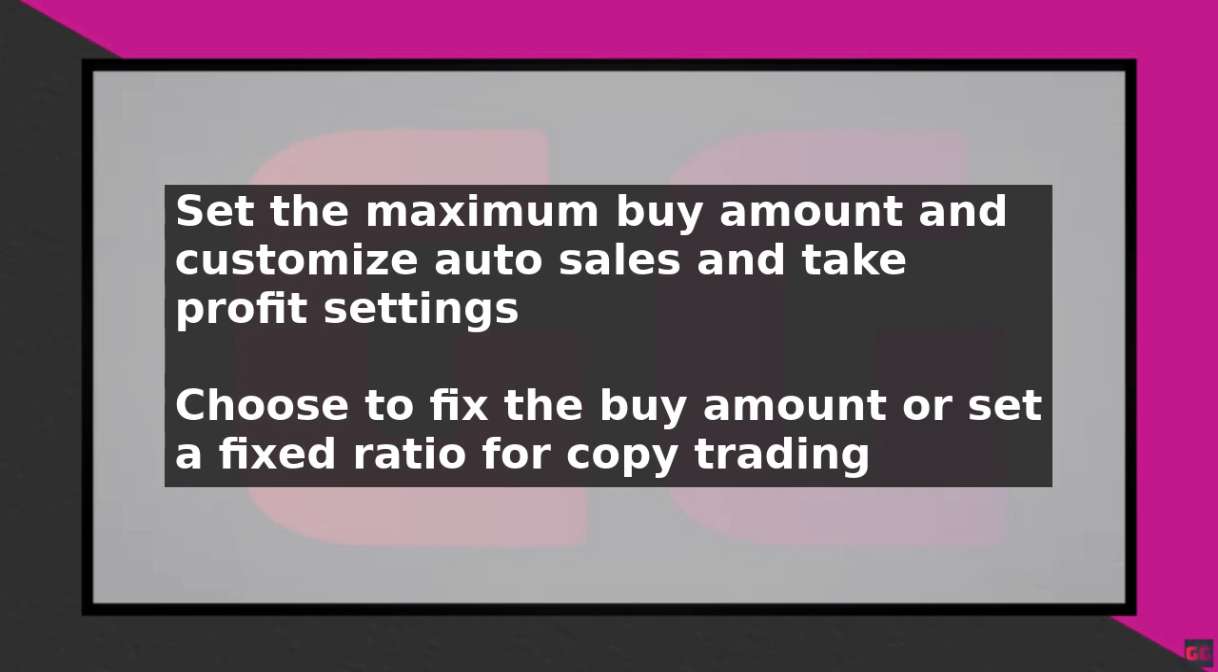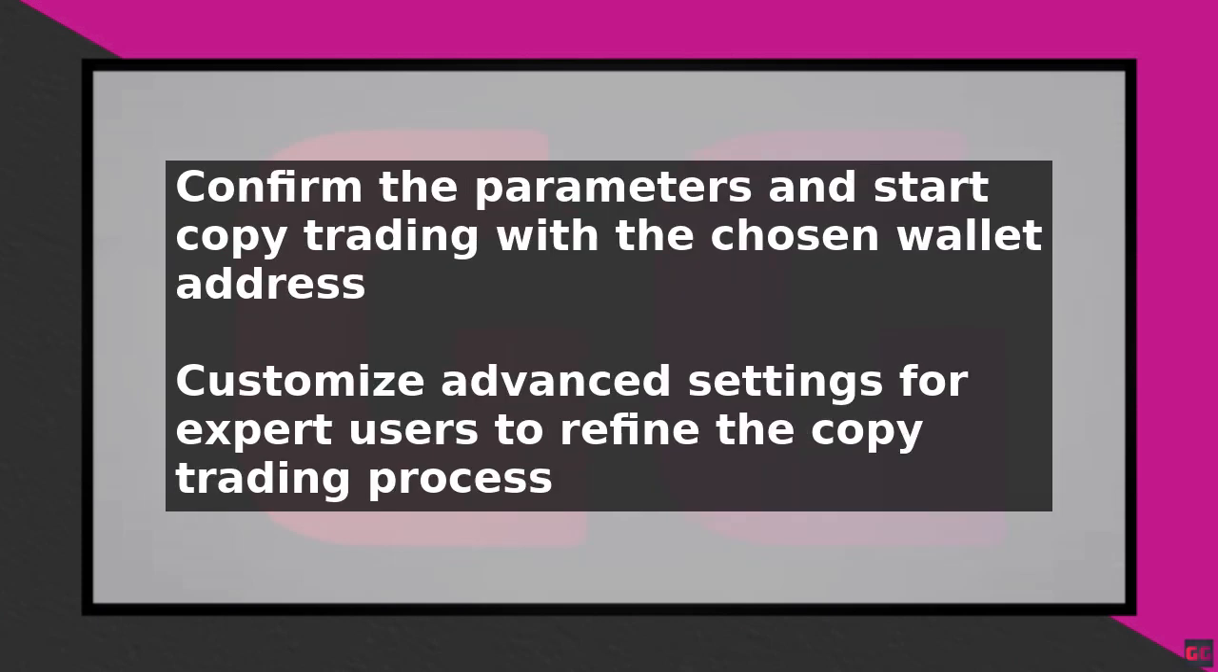From here, you can set your maximum buy amount, choose to fix the buy amount or set a fixed ratio, and customize your auto sales, take profit, and stop loss settings. Advanced settings are also available for experts. Once you've entered all the necessary parameters, you can confirm and start copy trading. The process is relatively straightforward, and by following these steps, you can begin copy trading.